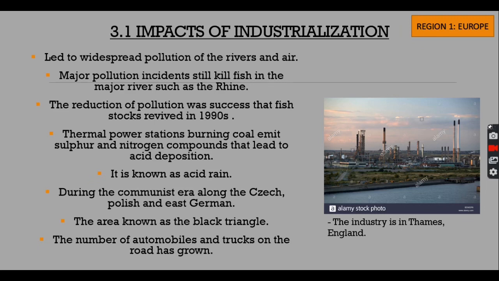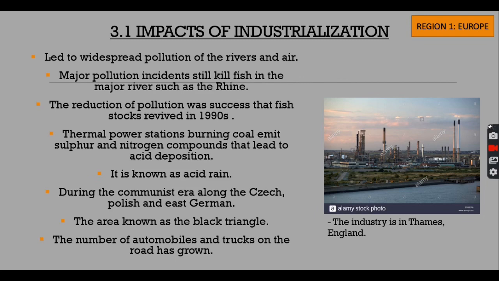The Industrial Revolution and the speed of factory-concentrated production led to widespread pollution of the rivers and air. So many rivers lost their fish stock. Major pollution incidents still kill fish in major rivers such as the Rhine. In the Thames River of England, the reduction of pollution was so successful that the fish stocks were revived in the 1990s after decades of absence.